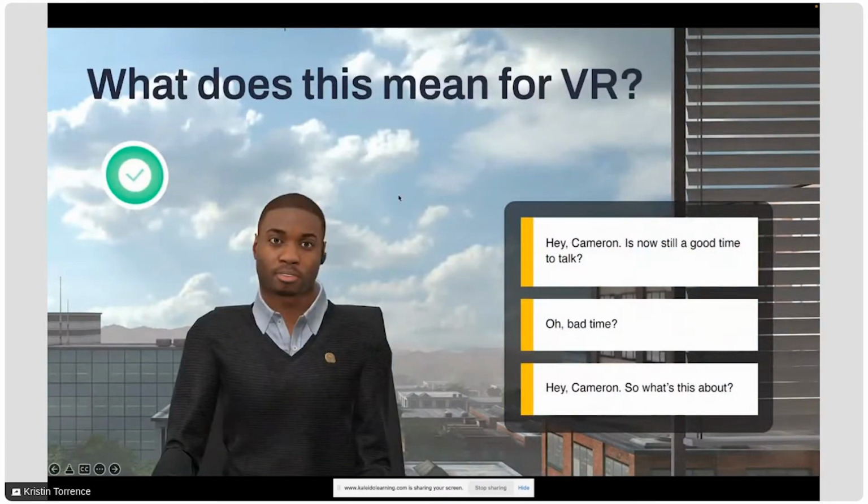Okay. So what does this mean for virtual reality? So it means that actions and decisions a learner makes in the virtual environment can be used as evidence to infer a level of proficiency in a competency. So for instance, vocalizing one of these response options on the right while engaging in a conversation with a virtual human is an example of evidence. So me selecting, hey Cameron, what's this about? Is an action that I make on the virtual reality system that is collected and can be used as evidence to infer competency.